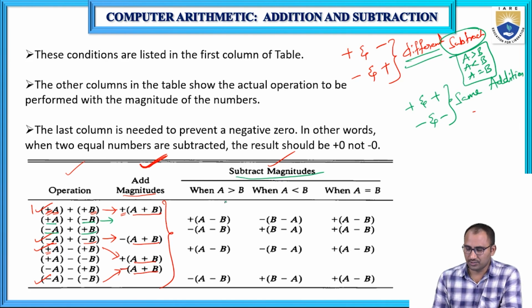So let's see the first one, A greater than B. What will happen? Subtract magnitudes. The condition is A is greater than B. That means the contents of register A are greater than the contents of the B register. In that case, we have to subtract their magnitudes, so A minus B. And we have to take the sign of the first number, that is nothing but the A register. What is the sign of the A register? Plus. So that's why here the sign is plus.